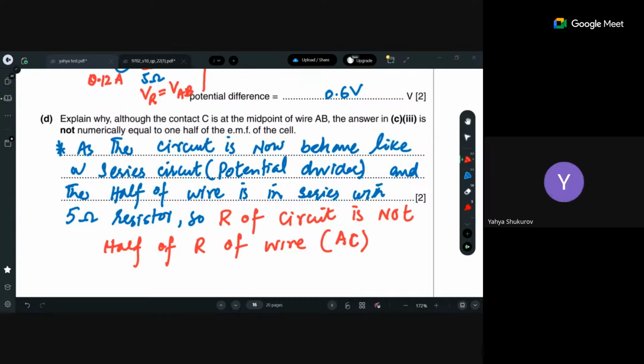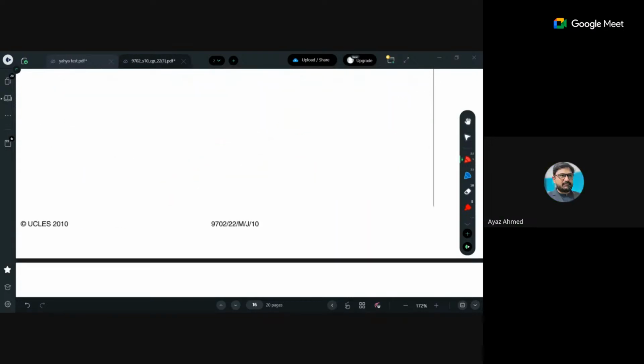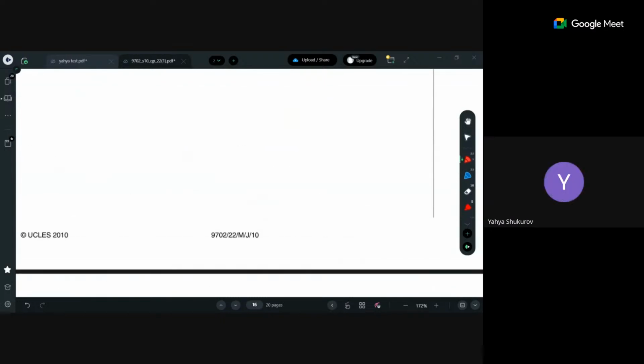So this was basically one more question, not from this paper. Sir, okay, I forgot about the formula I equals nAvq. Was it?